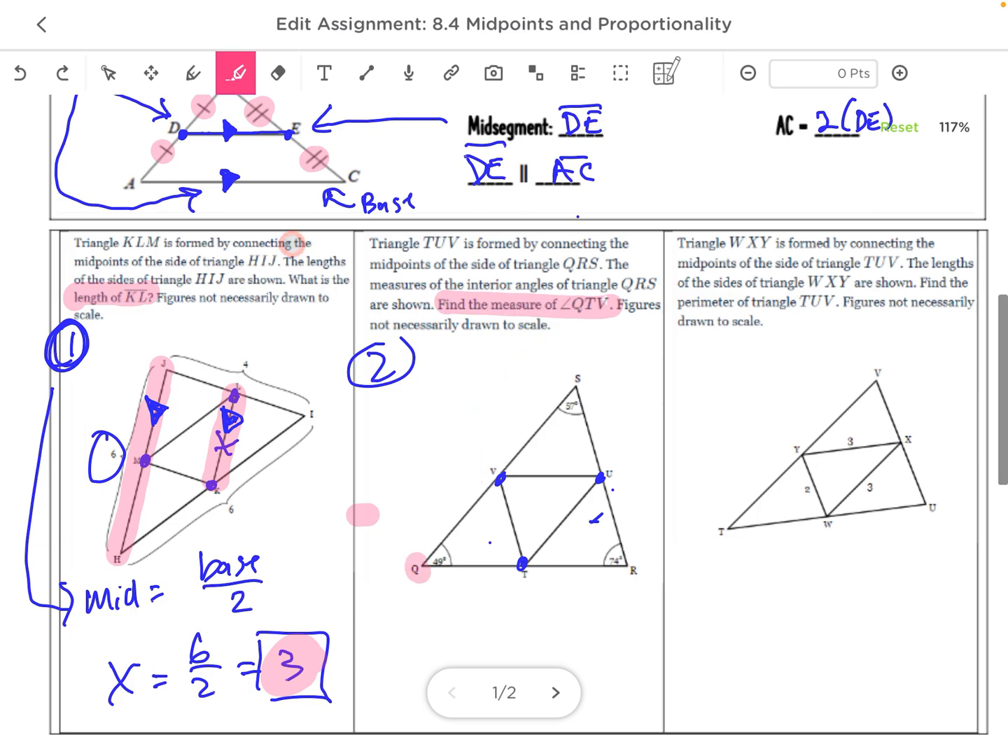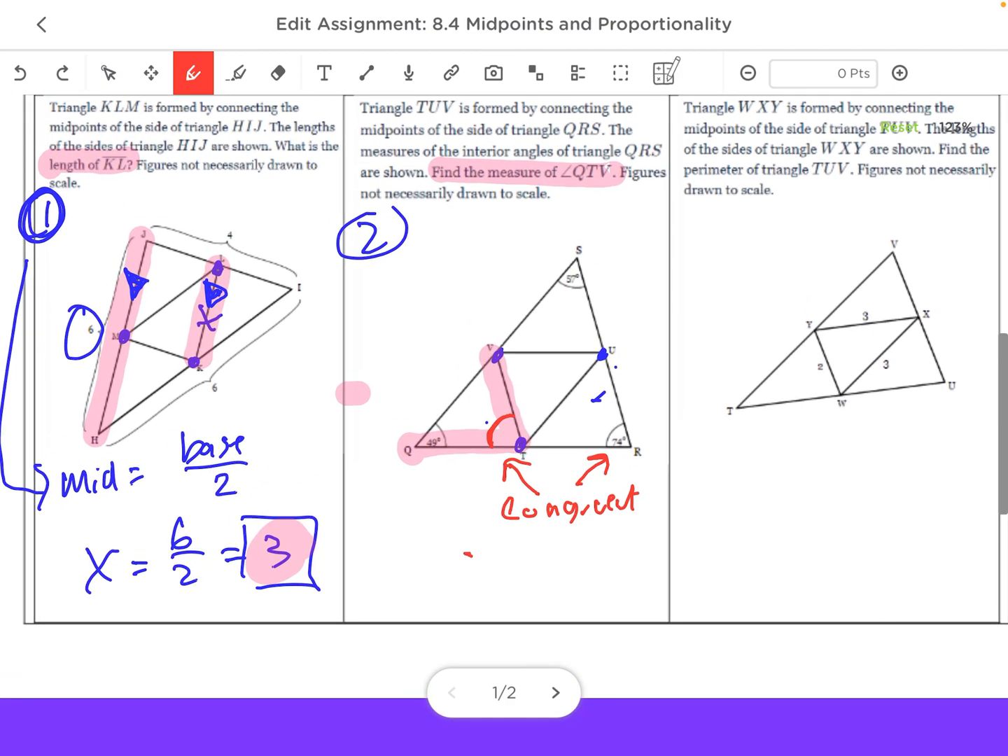So let's trace it out. QTV. They want us to find, let's put this in a different color, this angle, the measure of QTV. Well, what do we know? If that's the midpoint, and these are parallel, that means this angle is the same as this one because those are congruent. So if I know that, then I know my answer is 74 degrees.